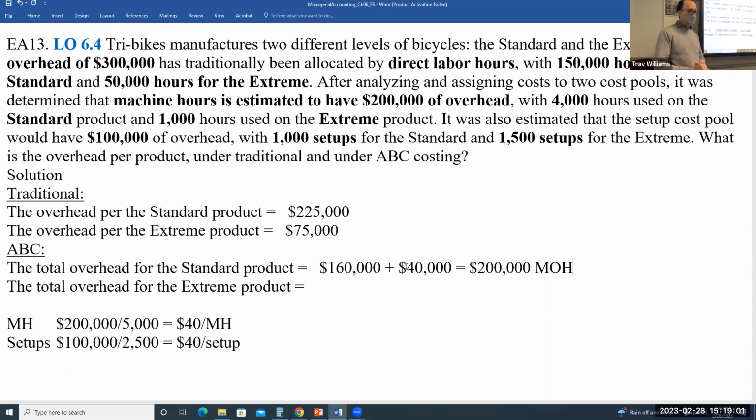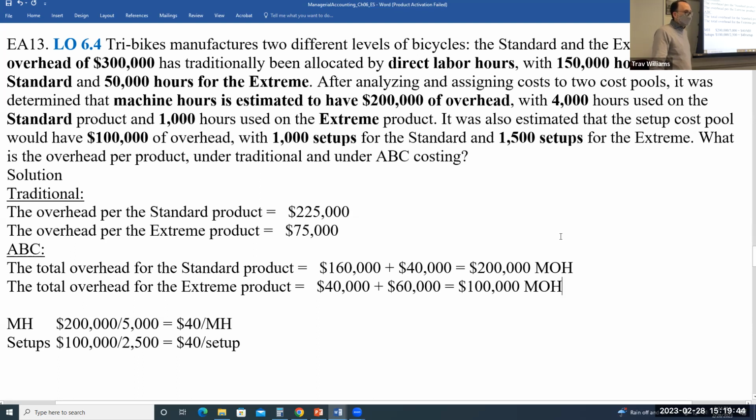Okay, and now for the extreme product. We had 1,000 machine hours, right? Times $40 per machine hour. And we had 1,500 setups times $40 per setup. So that gives us a total of $100,000 of manufacturing overhead for the extreme product. And if we add those two products together, does that equal our total estimated overhead? 300,000? Yes, it does. Okay.